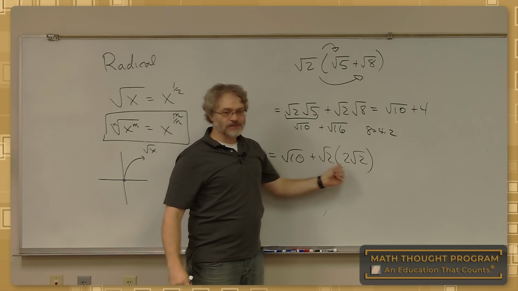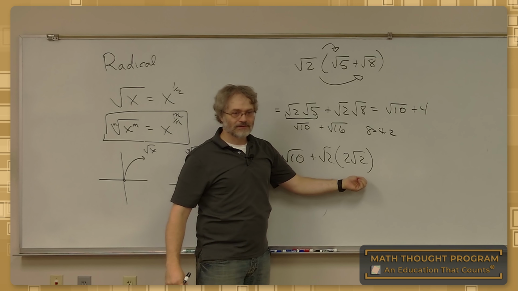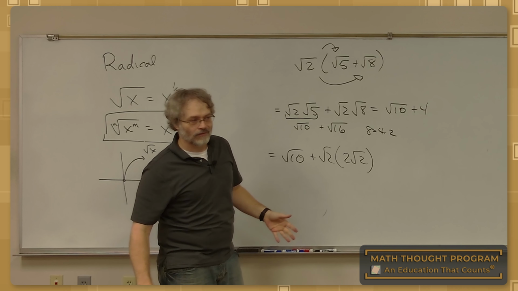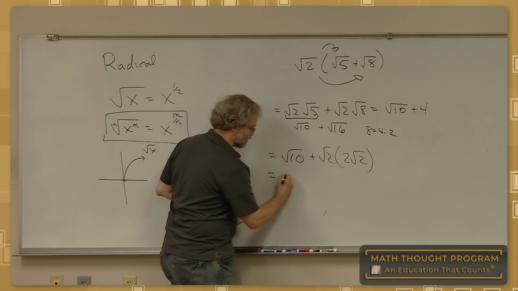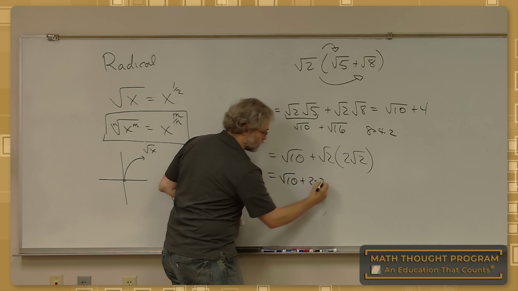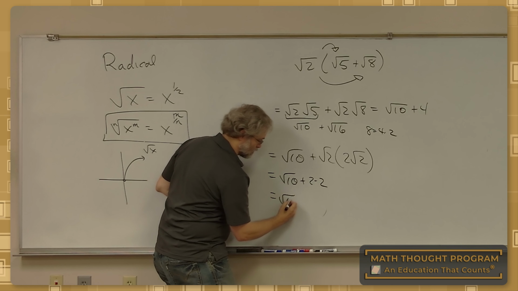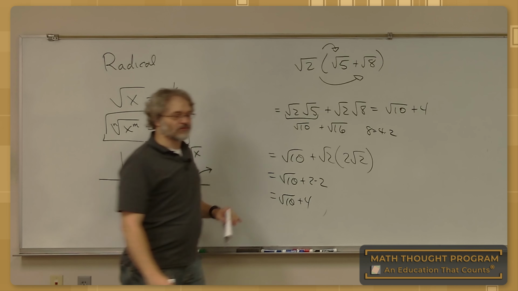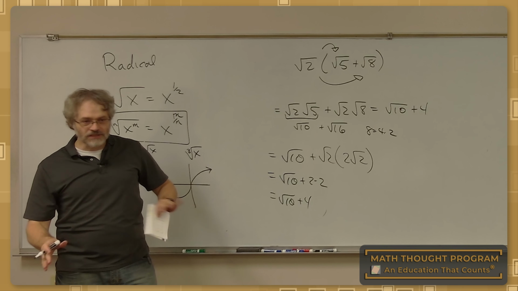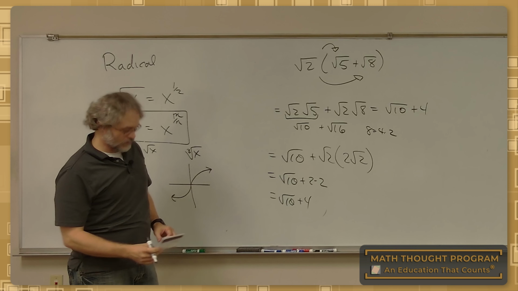And what's a root 2 times a root 2? It's not 4. It's just going to be 2. And 2 times 2 gets you back to 4. So those are just two different approaches for how you can go about your simplification.